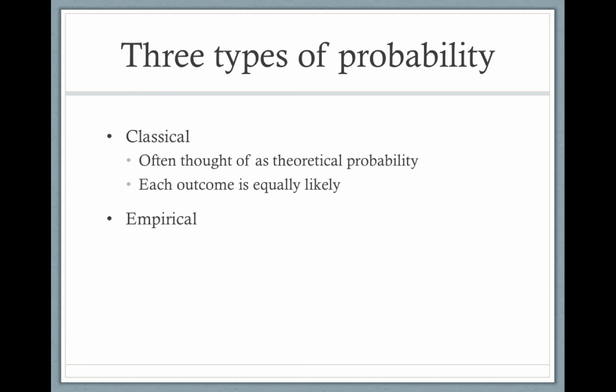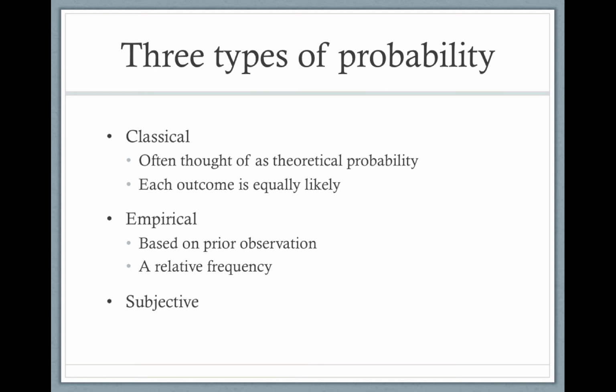All right, we've got empirical probabilities. Empirical probabilities are based on prior observation. So a lot of times with these, you're given a frequency distribution or a frequency table and probabilities associated with those. Empirical probabilities are often thought of as a relative frequency, which you already know what that is from the first exam. So same thing there, probability, relative frequency. And then the last type of probability is subjective. These are based on intuition, an educated guess, or an estimate.